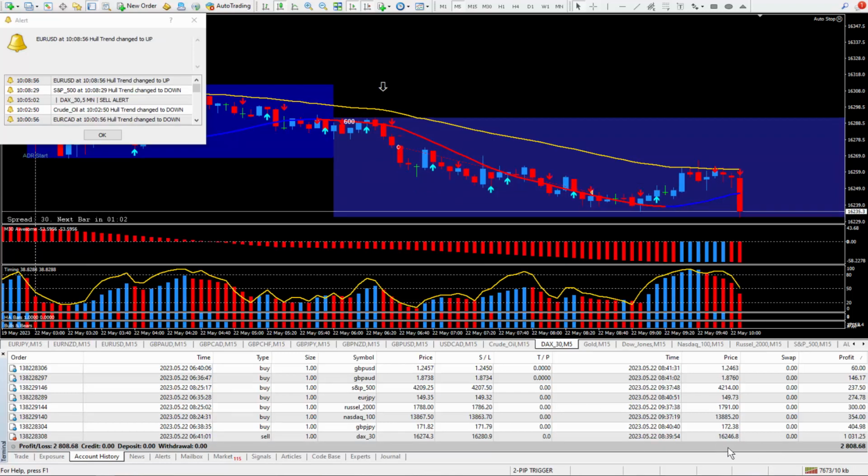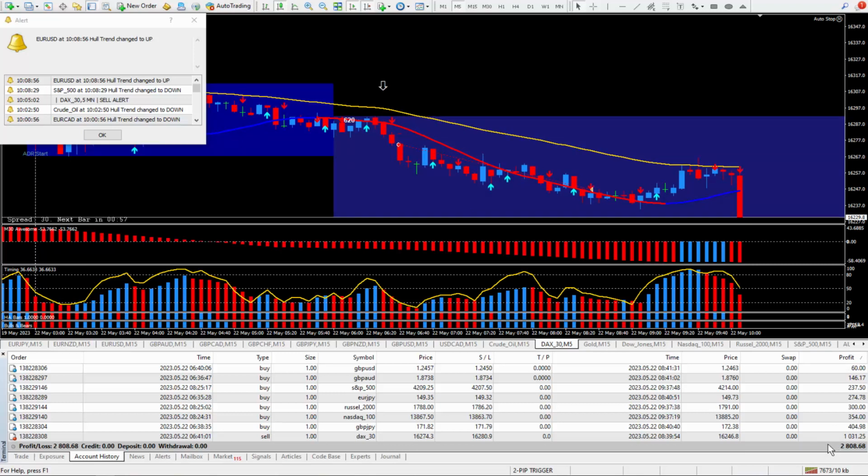I just finished adding up all the pips and the ticks, and I knew it was going to be well over 200. I knew it was going to be well over 300, mainly because of this DAX 30. The grand total came to 488 pips and ticks, and all of those pips and ticks paid out $2,808.